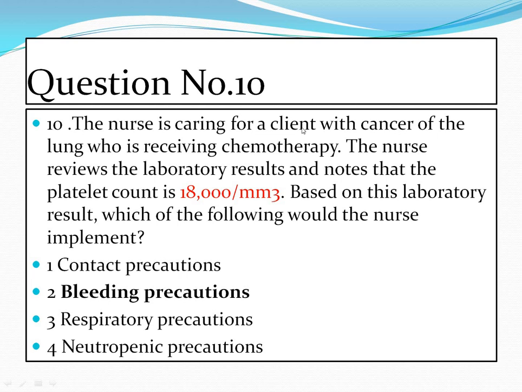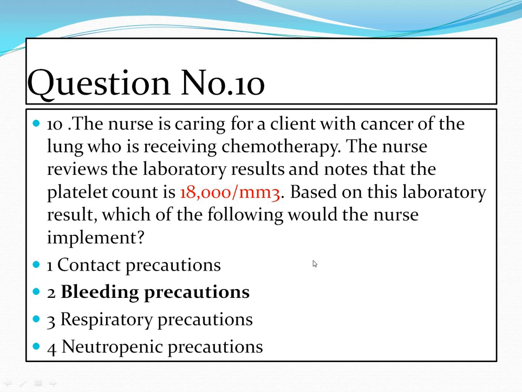The last question, question number 10. The nurse is caring for a client with cancer of the lung who is receiving chemotherapy. The nurse reviews the laboratory result and notes that the platelet count is 18,000. Based on this laboratory result, which of the following would the nurse implement? So, main focus, that is 18,000. What is it? Platelet count. Then read the options. Contact precaution, bleeding precaution, respiratory precaution, neutropenic precaution. What is the correct answer?